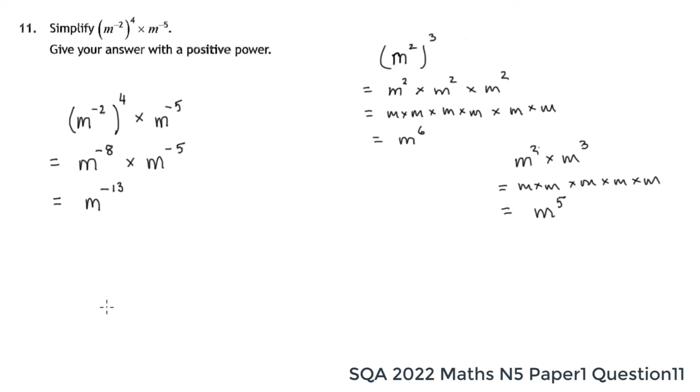Now, that's all good and well, but we're supposed to give an answer with a positive power. The last thing we have to remember is that negative powers, for instance, m to the negative 1 is 1 over m, and m to the negative 2 is 1 over m squared. That's what negative powers mean. So the final step here: 1 over m to the power positive 13. And that's the answer written with a positive power.